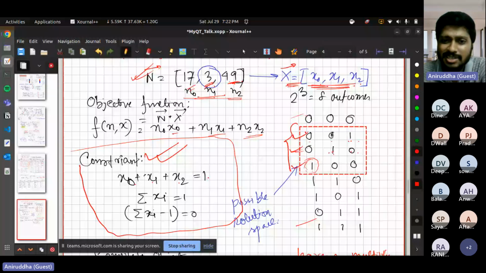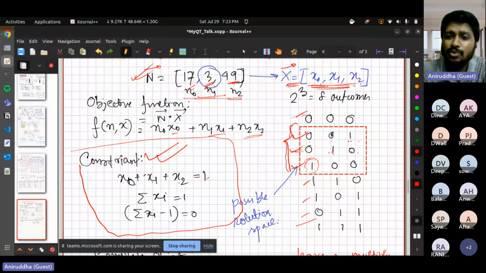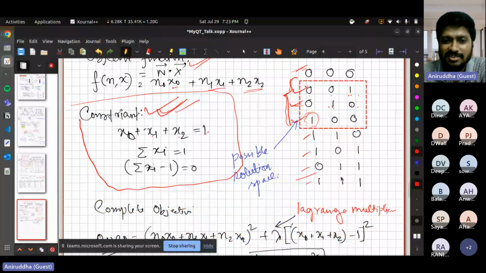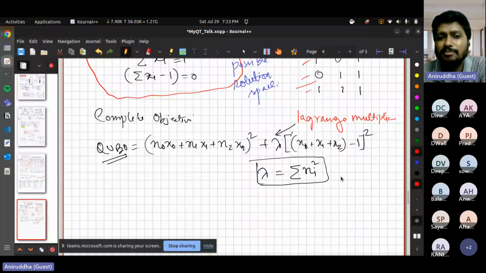Okay, so if I apply this constraint to my system, it will forcefully search only this problem space, and it will not look at the other states that we have here, which seem feasible but are not feasible in terms of the problem statement. Now if we combine this objective and this constraint, we get this expression. We are squaring up because the quantum annealer can act on quadratic interactions, as we have already discussed in the Ising model.